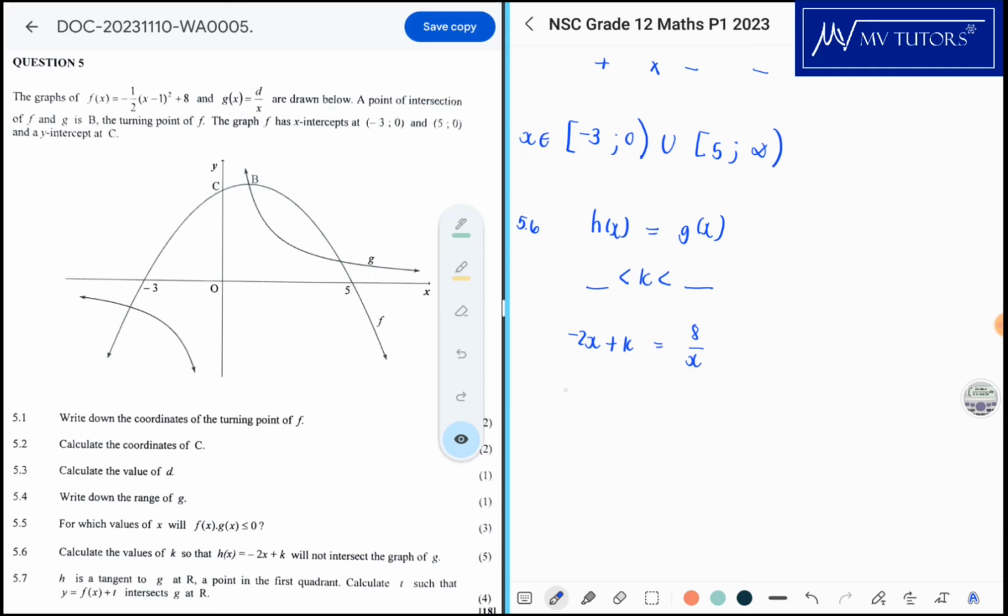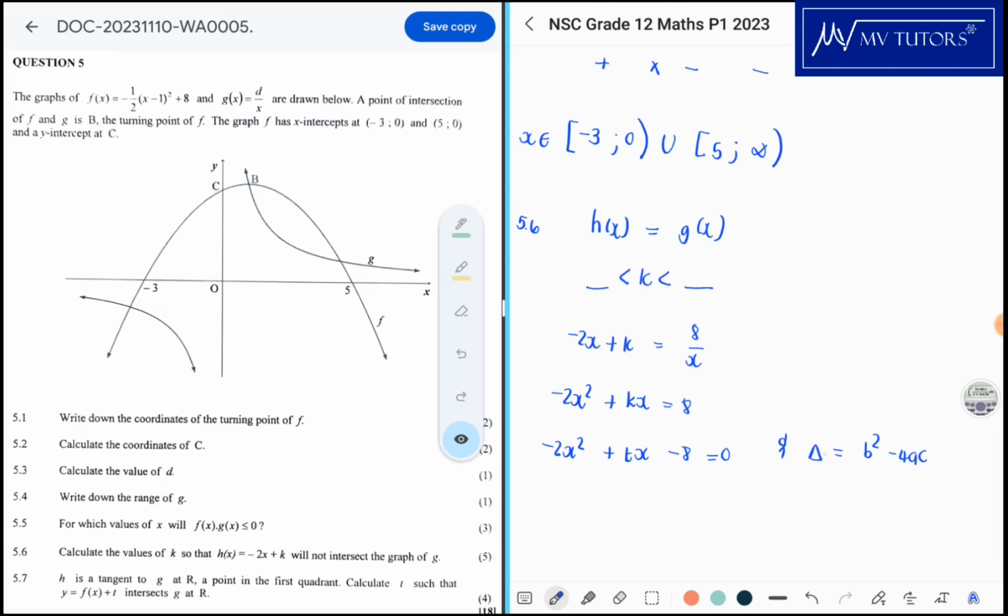So if I multiply through with x, I get negative 2x squared plus kx is equal to 8. And if I take 8 to the other side, to the left hand side, I get negative 2x squared plus k times x minus 8, and that is equal to 0. And remember, our discriminant is basically equal to b squared minus 4ac. Okay, so now what are we going to do with the discriminant?